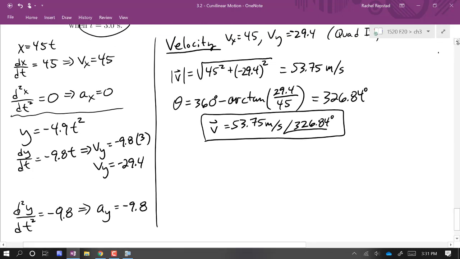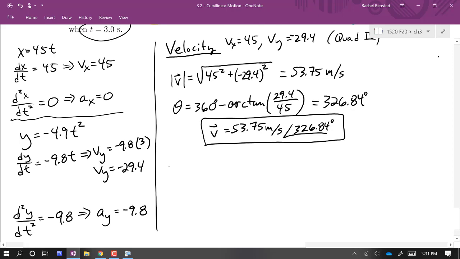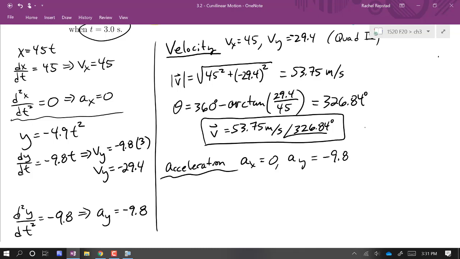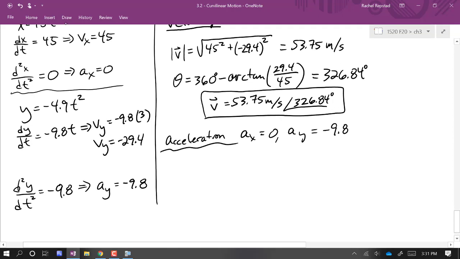All right, the last thing we want to do is find acceleration. And we know that the x component is 0. The y component is negative 9.8. Now, you can use Pythagoras to get the magnitude always. That'll always work. But I just want to point out we can also do that conceptually here.